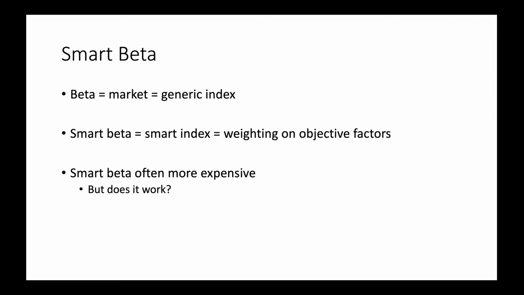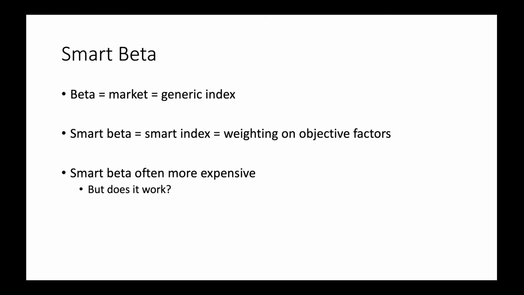Smart beta is a smart index. It's using other objective factors, and some people would say subjective, but typically objective factors, things that we can measure nice and simple, and using that to construct an index in one of two ways. Either you use those objective factors to determine which stocks go into an index, or alternatively, you would use them to do the weighting of the different stocks.